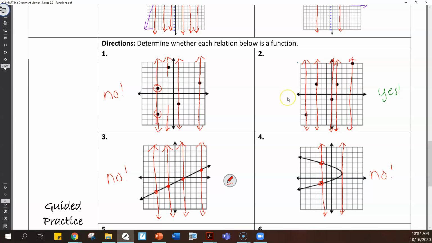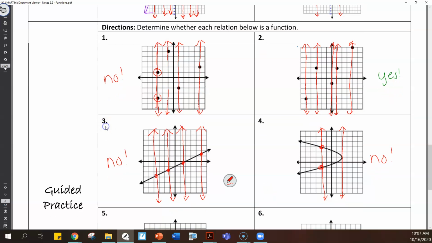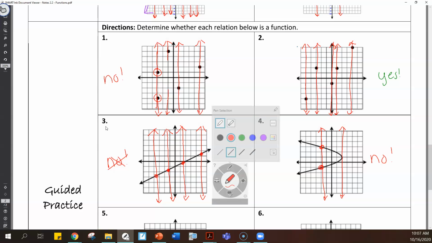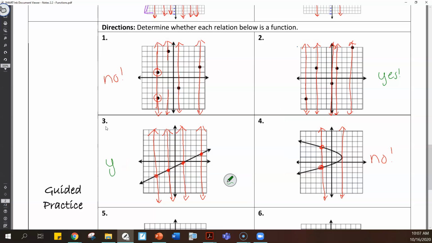All right, so number 2 is a function. As I check the vertical lines of each of these points, I'm never crossing more than one point at once. So this is a function because it only ever crosses one time. I need to fix my answer here for number 3. I said that this was not a function right after I told you that it is a function. So let me fix that. This is a function because it only ever crosses in one place at a time.